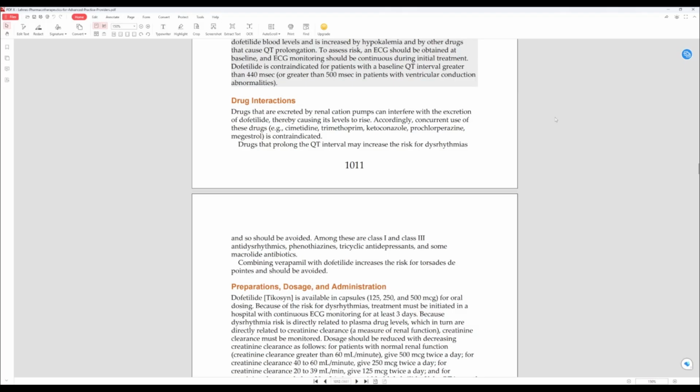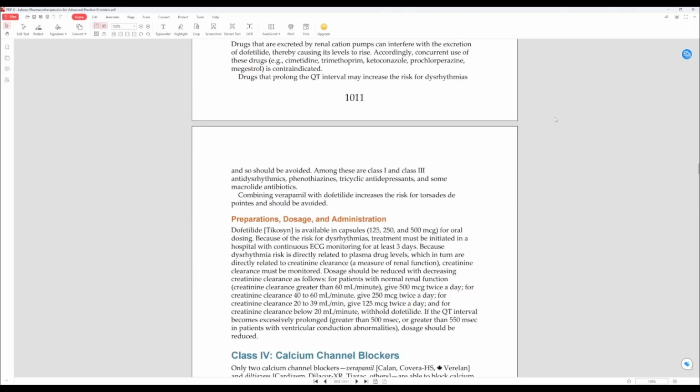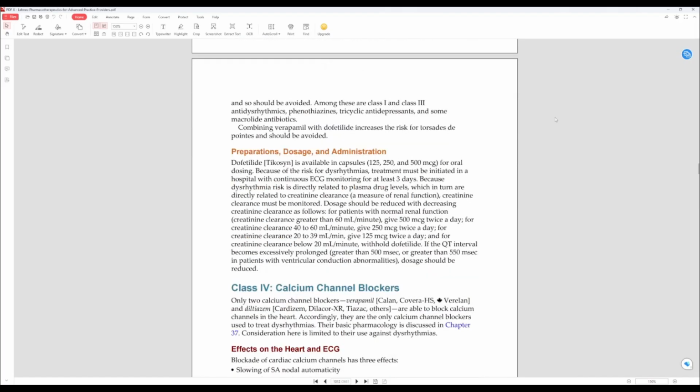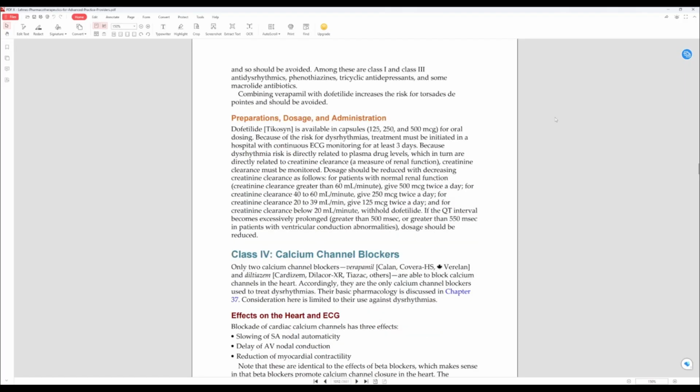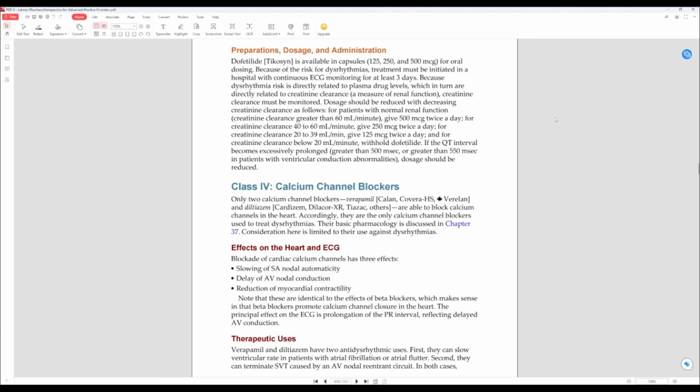So, drug interaction. Drugs that are excreted by renal cation pumps can interfere with the excretion of Tikosyn, therefore causing its levels to rise. Accordingly, concurrent use of these drugs is contraindicated. Drugs that prolong the QT interval may increase the risk for dysrhythmias, and so should also be avoided. Among these are the class 1 and class 3 antidysrhythmics, phenothiazines, tricyclic antidepressants, and some macrolide antibiotics. Combining verapamil with Tikosyn increases the risk for Torsades de Pointes and should therefore be avoided.